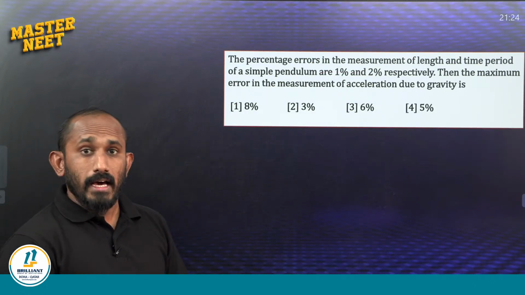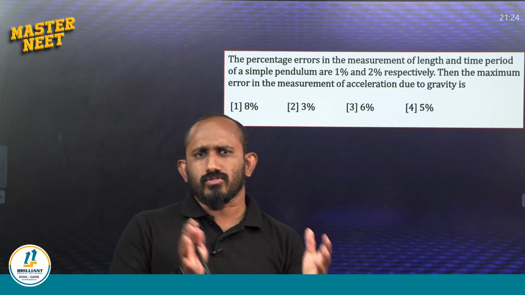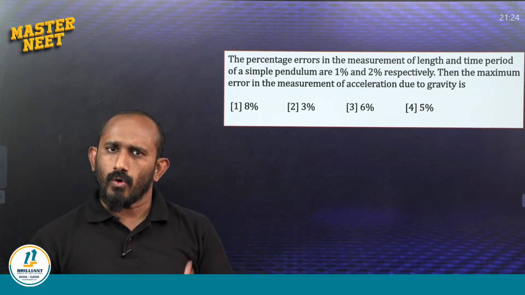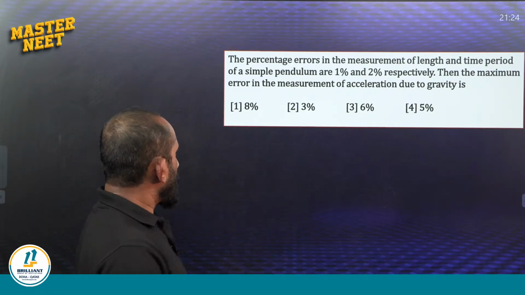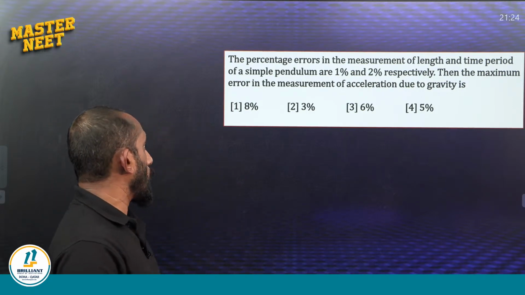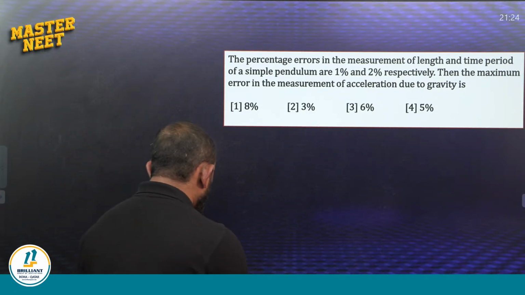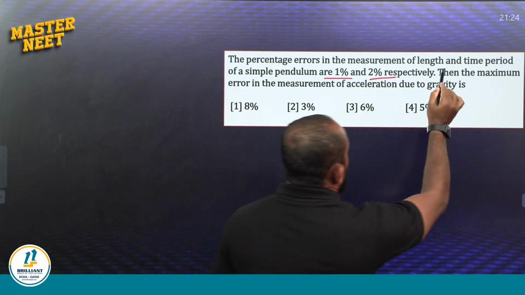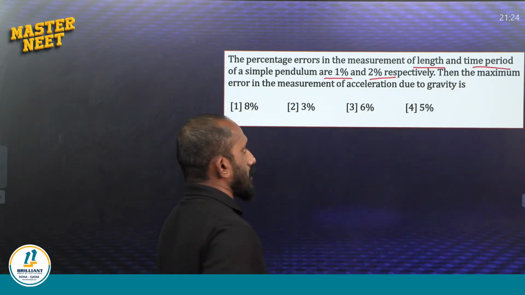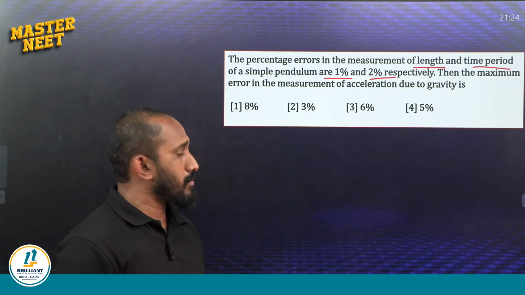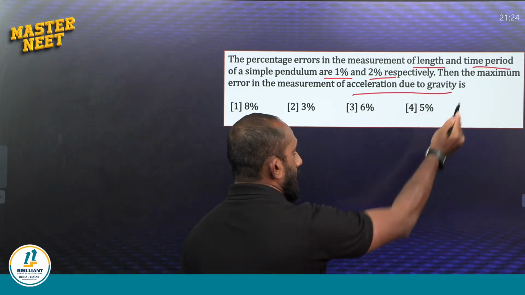Next question. From dimensions, one question used to come from dimension analysis and one from error or significant figures. One error question, you can check it. The percentage errors in the measurement of length and time period of a simple pendulum are 1% and 2% respectively. Then the maximum error in the measurement of acceleration due to gravity is.